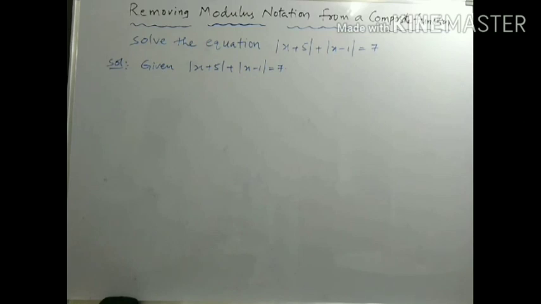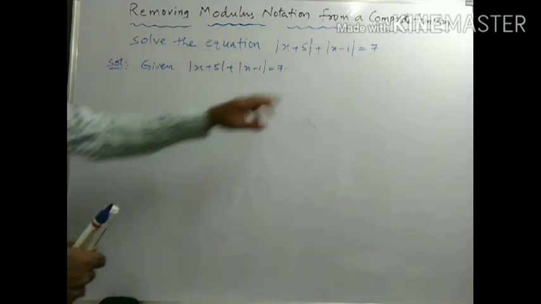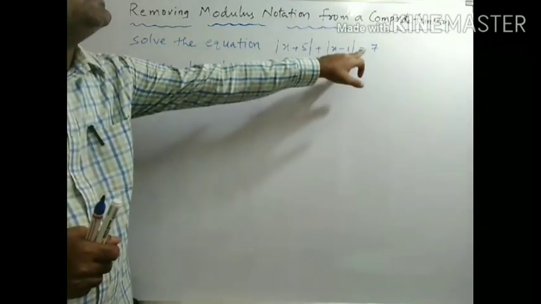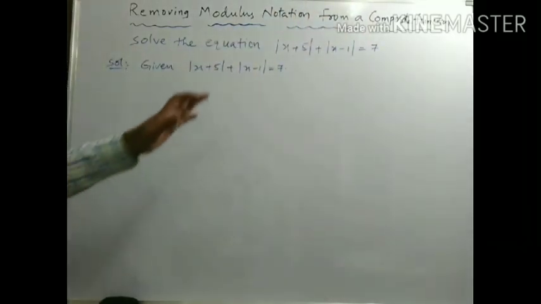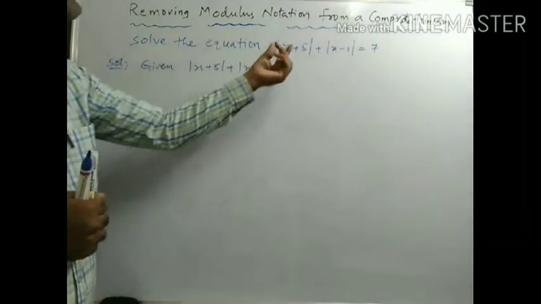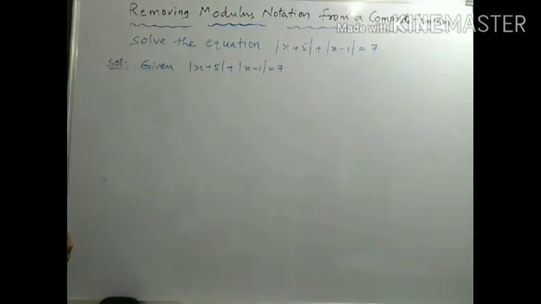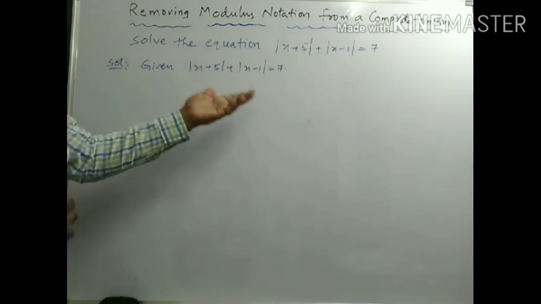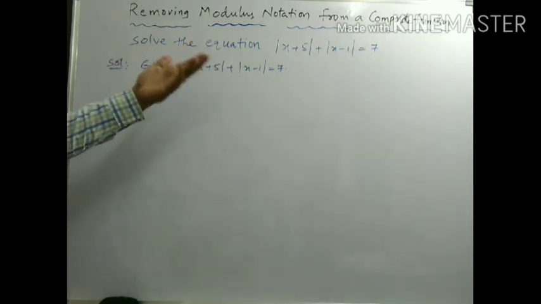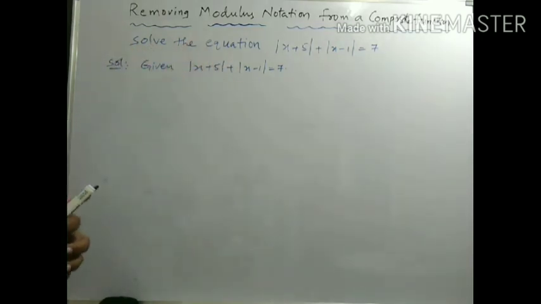So coming to question number 1. Solve the equation mod of x plus 5 plus modulus of x minus 1 equals 7. This is clearly in the form of modulus of p of x plus modulus of q of x. So first we need to find out the intervals where they are both positive and where they are both negative by dividing into some intervals.